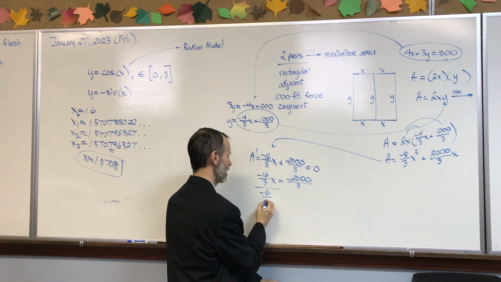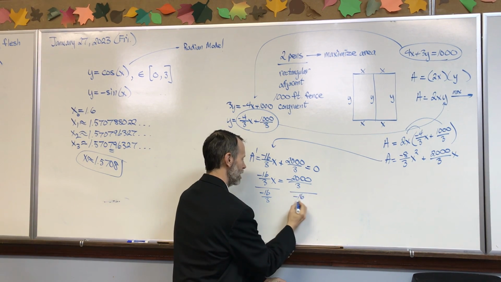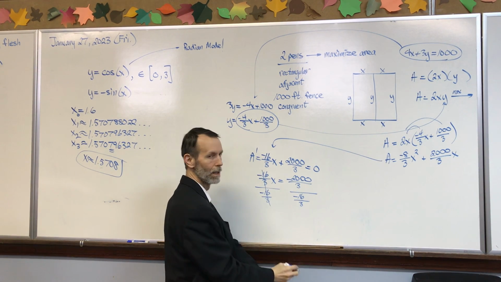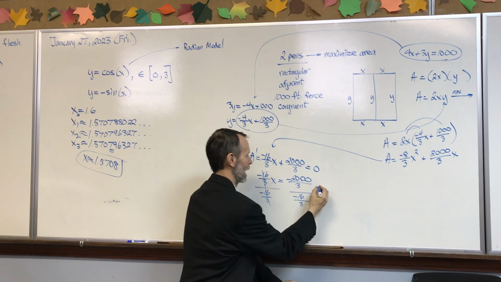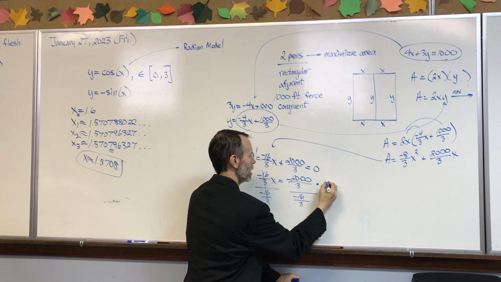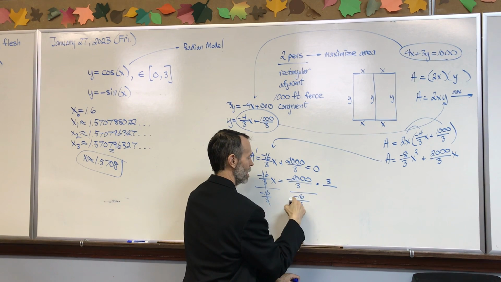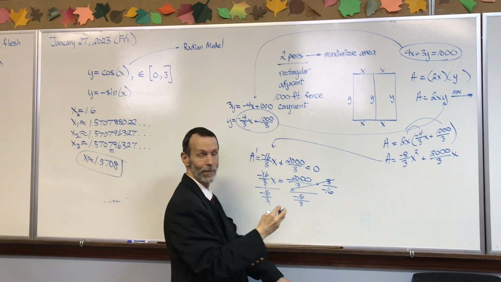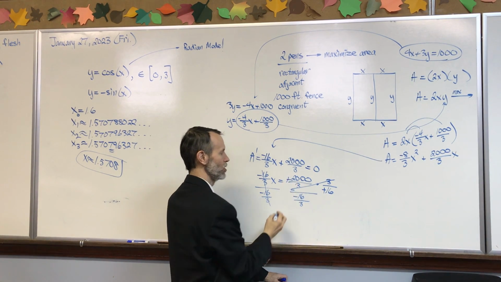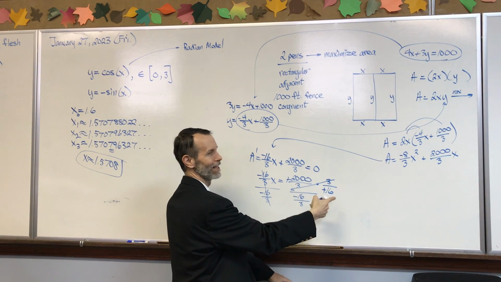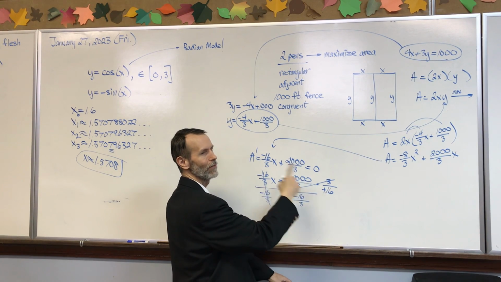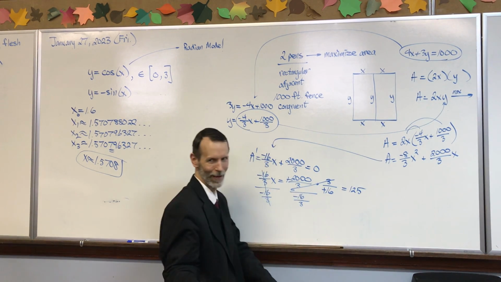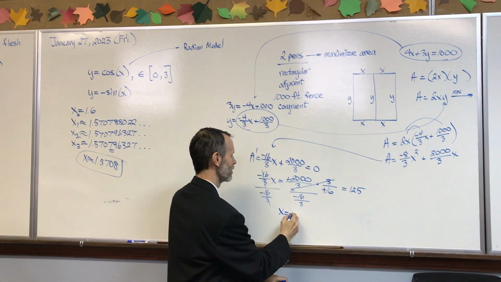How do you divide by a fraction? Multiply by the reciprocal. So, Nate, take over. You have to multiply by the reciprocal, which is 3 over negative 16. The 3's cancel. I'm going to speed up because we're just about out of time. The negatives cancel. 2,000 over 16 is 1,000 over 8, 500 over 4, 250 over 2, 125. That's a total coincidence, by the way. So x equals 125.